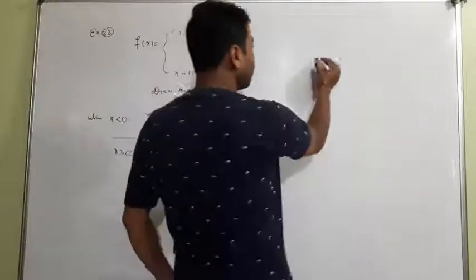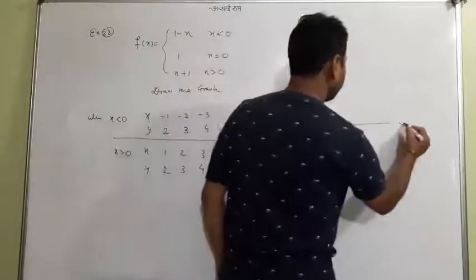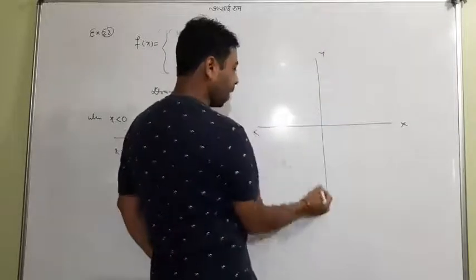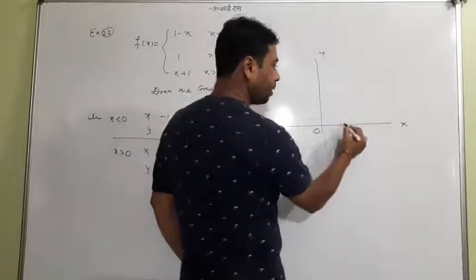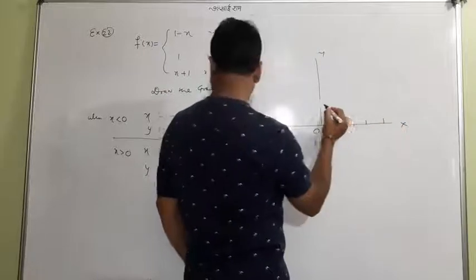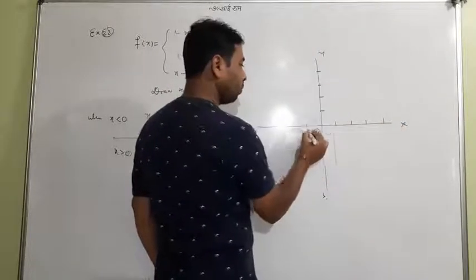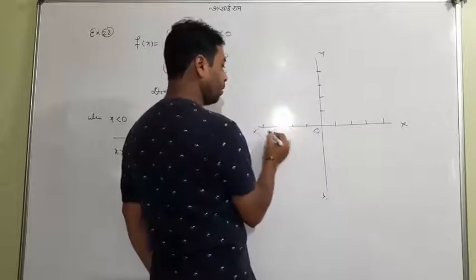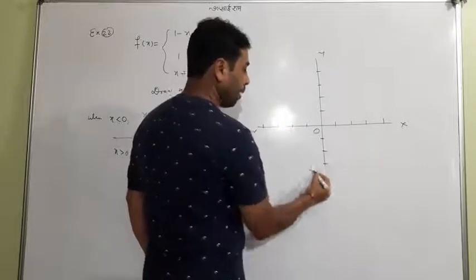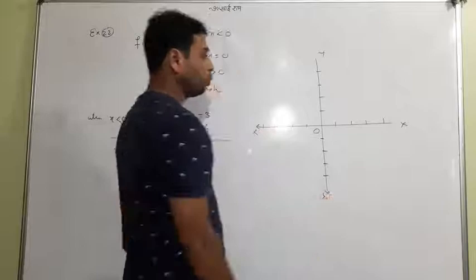So okay, now I'll come to the graph. X, Y, X dash, Y dash. This is 1, 2, 3, 4. Good enough, 1, 2, 3 and 4. Minus 1, minus 2, minus 3, minus 4. And very simple now. Now choose one.